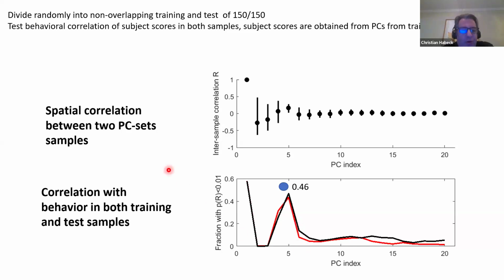And I can also go to the test set. I take PC5 from training, project it into the test set, and see how well does that resulting score correlate with percent accuracy. And the nice thing is that the training and test set results are fairly similar, but only 46% of the time you get a significant result. Actually, that's a good result. Very often the fractions are far lower.